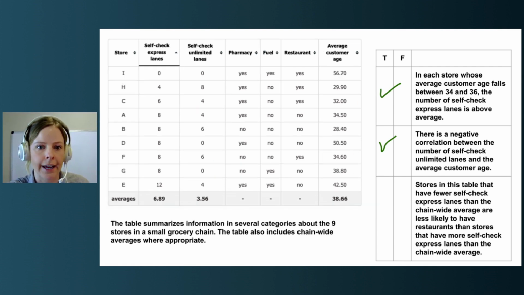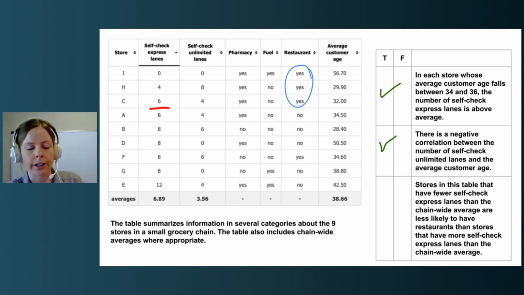So what I've done here is I have sorted by the relevant column, the self-check express lanes. So we've got low to high going there, and what I'm looking for is where is that dividing line, right? Who falls above the average and who falls below the average. And you can see that the dividing line is right there after those first three stores, right? I, H, and C are the only ones that are below that average. Everyone else is above the average.